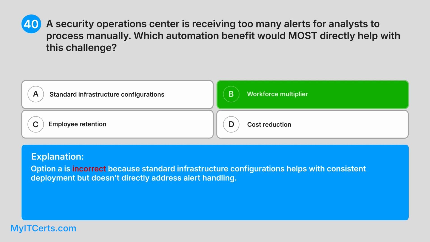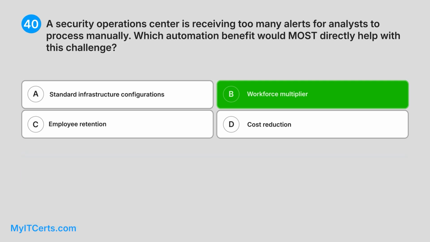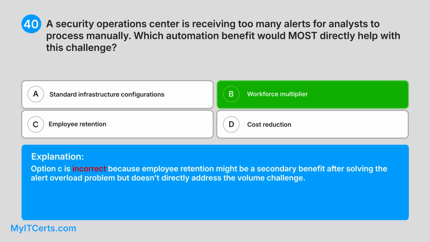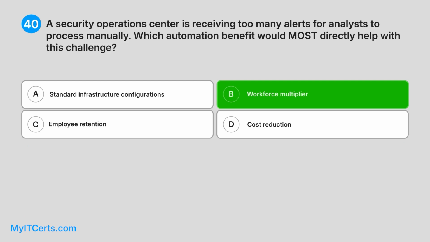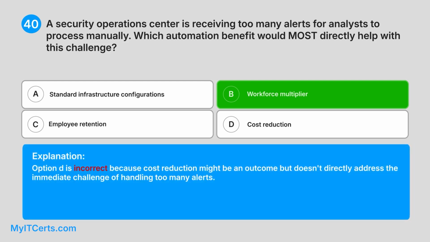Option A is incorrect because standard infrastructure configurations helps with consistent deployment, but doesn't directly address alert handling. Option C is incorrect because employee retention might be a secondary benefit after solving the alert overload problem, but doesn't directly address the volume challenge. Option D is incorrect because cost reduction might be an outcome, but doesn't directly address the immediate challenge of handling too many alerts.